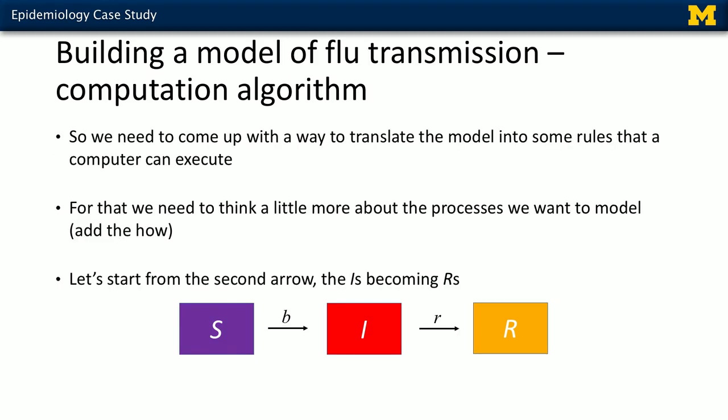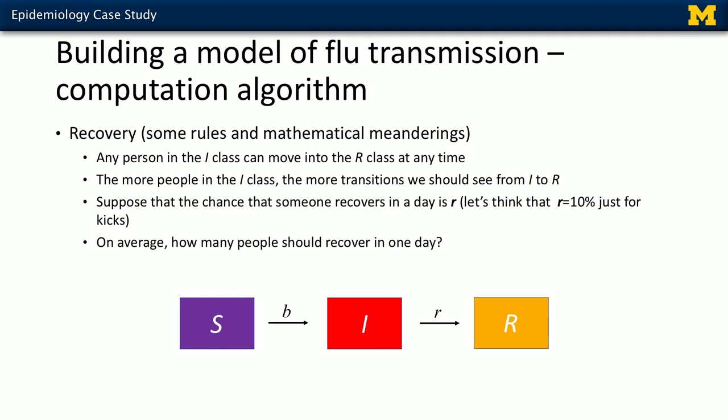For that, we need to think a little more about how we want to model this. We've been talking about the who, the what. Now we're going to talk about the how. How are we going to incorporate these processes? To make things easier, I think the I's becoming R's, the infecteds recovering, is an easier process to think about. So let's start with the right side of the diagram. We're going to come up with some rough justification of how we could model those.